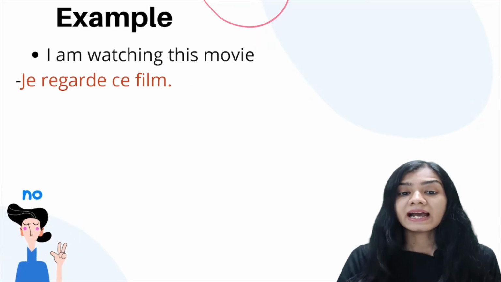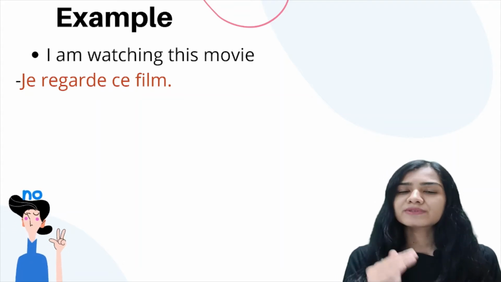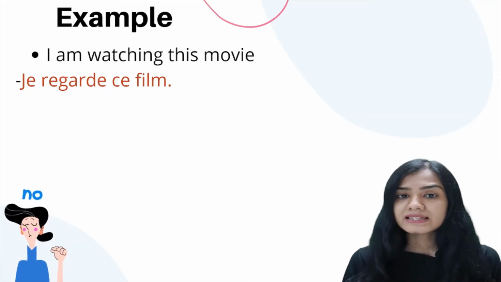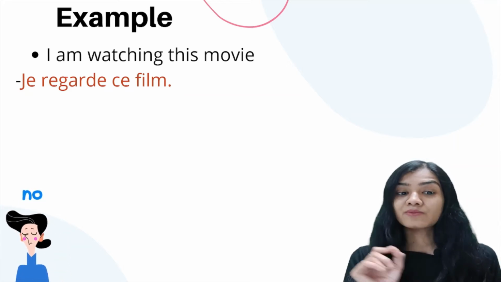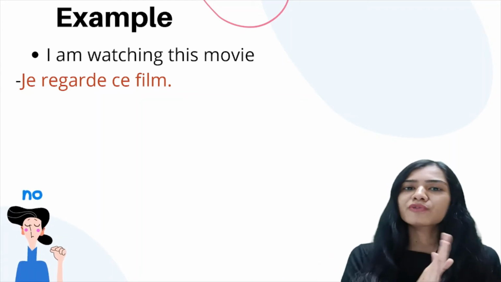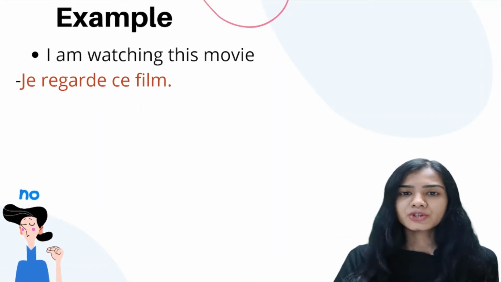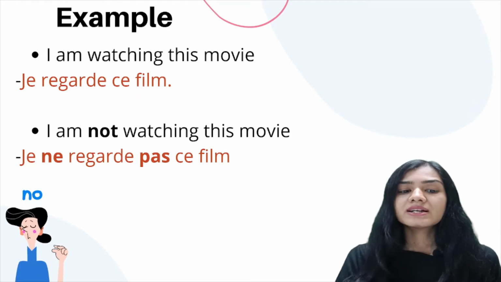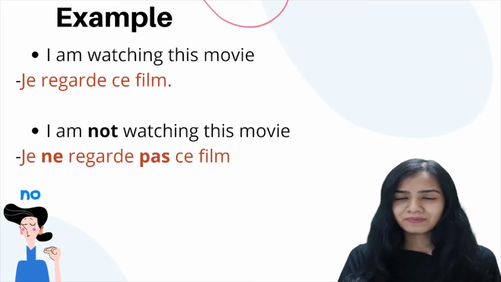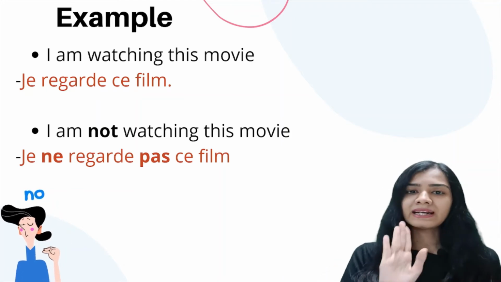Alright, let's have a look at a few examples. I am watching this movie. The sentence in affirmative tone will be Je regarde ce film. So regarde is our verb, and before and after the verb, we have to place ne and pas. So it will be Je ne regarde pas ce film. Easy. So the only thing that you have to remember is before the verb ne and after the verb pas.